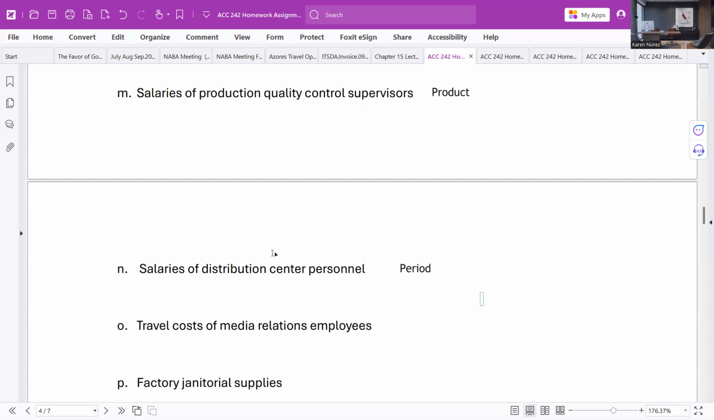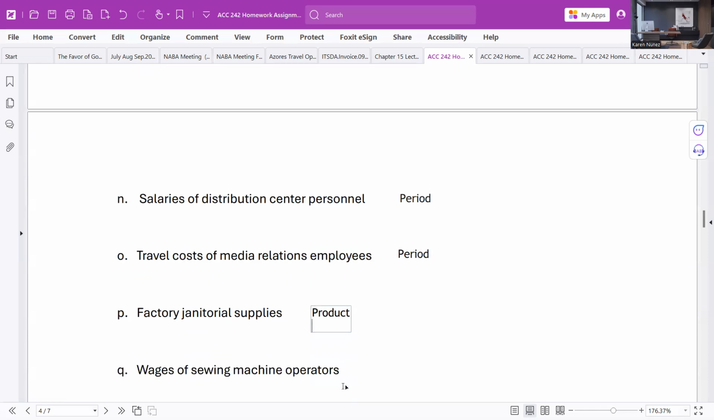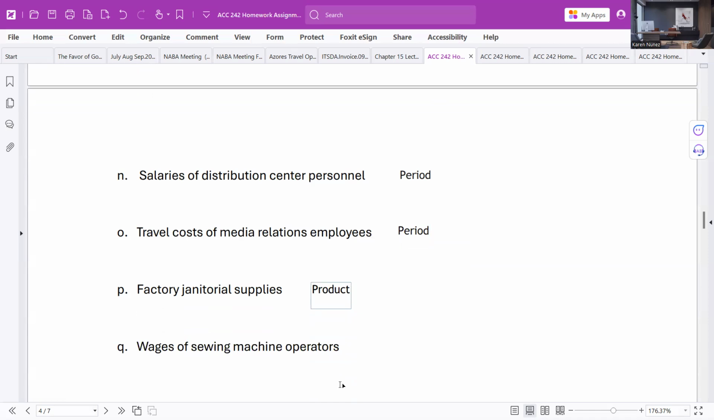Any costs you incur in the distribution center are period costs. They are not costs incurred during production. So they are period costs. And then you've got some travel costs for media relations. Well, it's media relations. It's not manufacturing or production. It's a period cost. And then you've got some janitorial supplies that are used in the factory. Well, if it's in the factory, those are going to be product costs. And then you've got wages of the sewing machine operators, that's touch labor. They're touching the product while they sew it and assemble it. Those are going to be product costs.